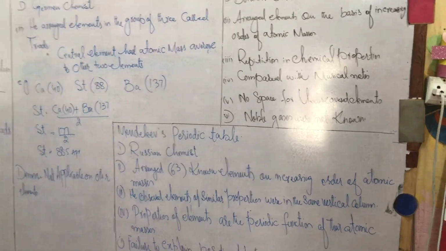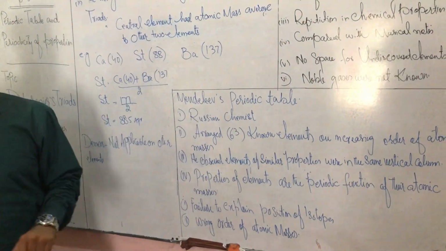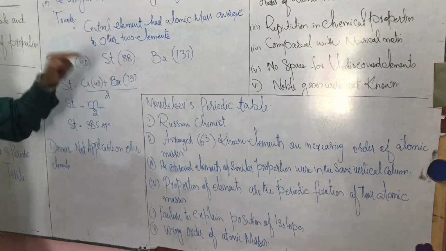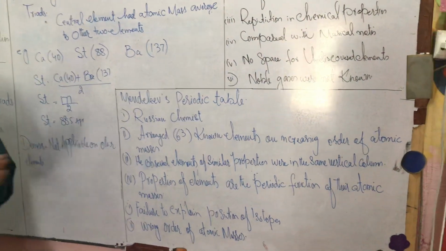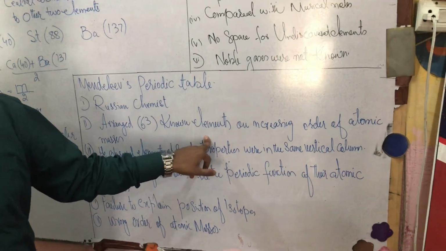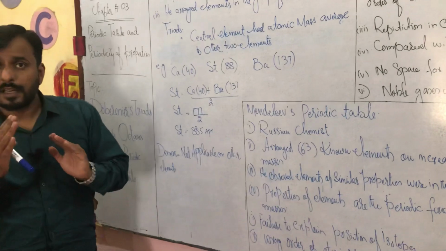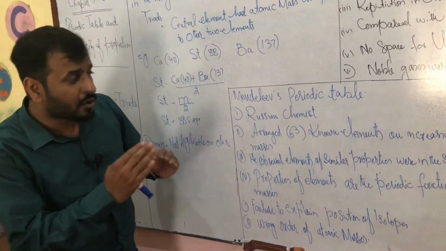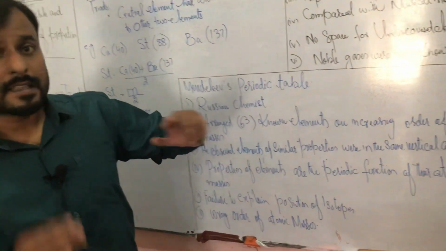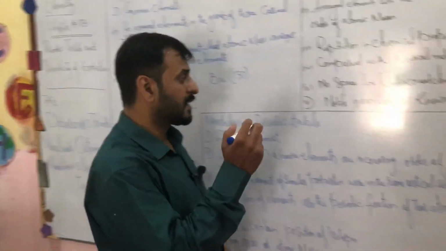Third one, Mendeleev. Mendeleev was a Russian chemist. In 1860, he arranged the 63 known elements in the increasing order of atomic masses. He also observed that when he arranged them according to the increasing order of atomic masses, the similar properties came in the same column.